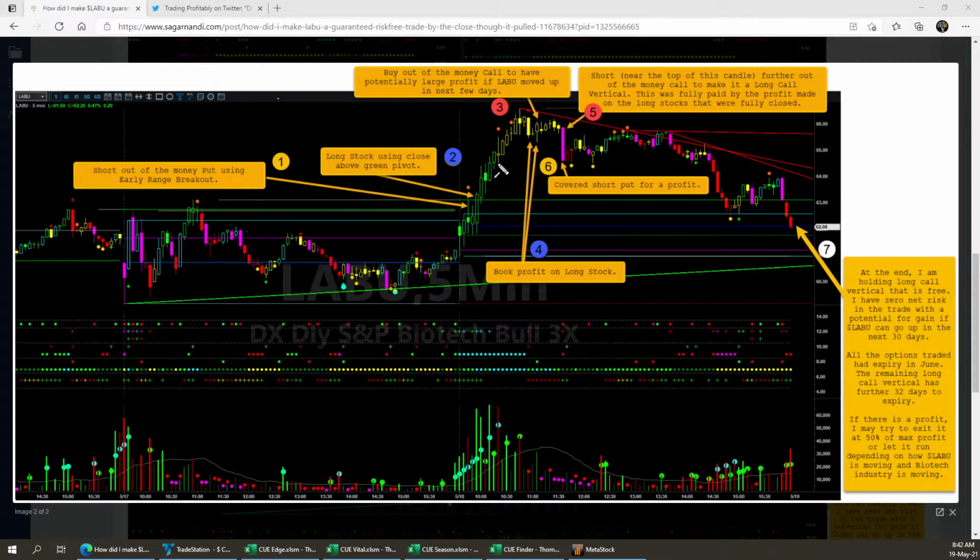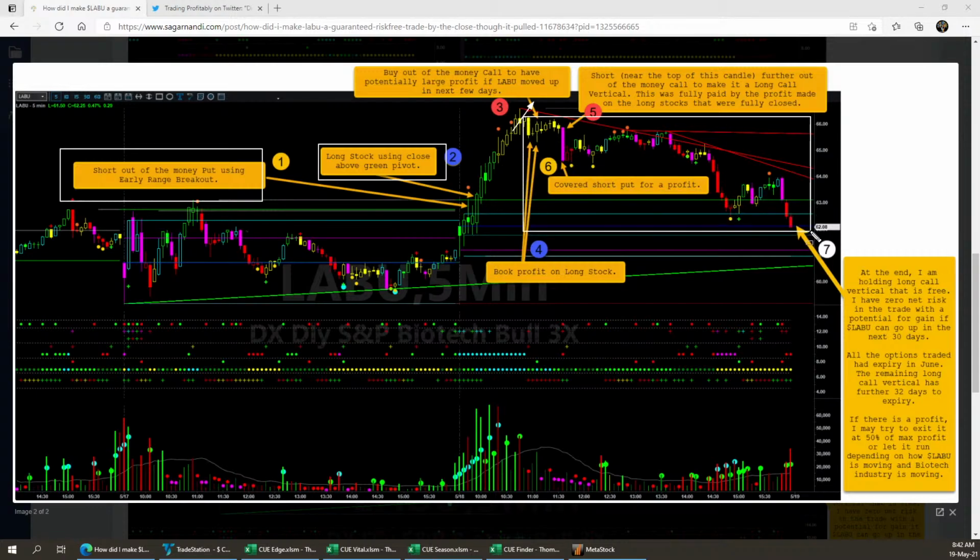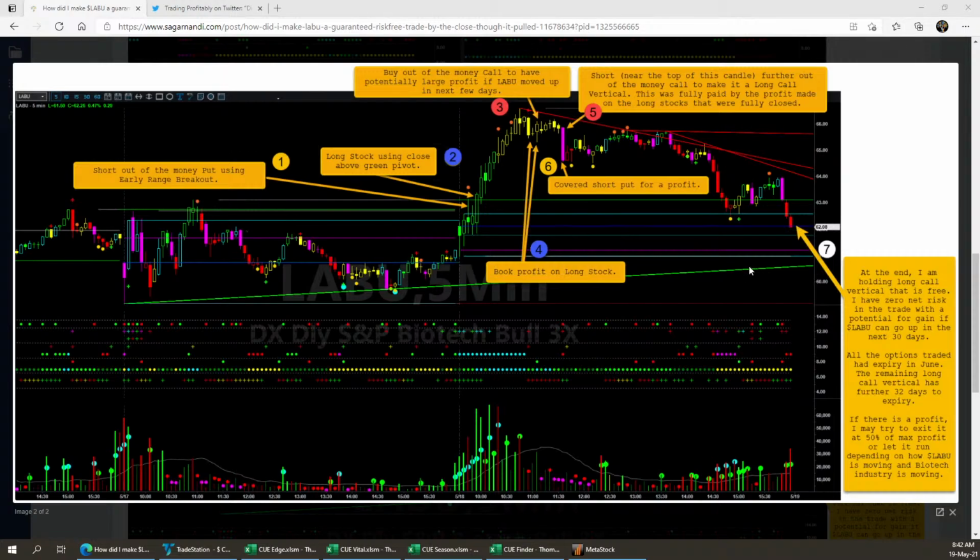So if it continued to go up, I would simply hold on to the short put and long stock. But because the market was weakening, internals were weakening, I managed my trade. I think I managed it well. Why? Because I'm still having a long position, but that is entirely risk-free.